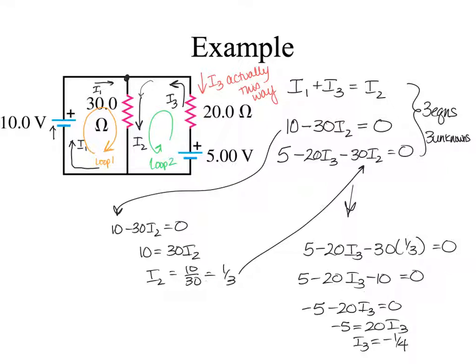And so now I have I1 plus I3 equals I2. This is going to allow me to solve for I1. I1 is equal to I2 minus I3. And so I2 is 1/3 minus I3, but that was minus 1/4. So I get 1/3 plus 1/4. And this ends up to be 7/12, which is equal to 0.583 amps.